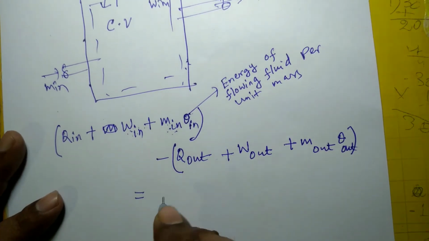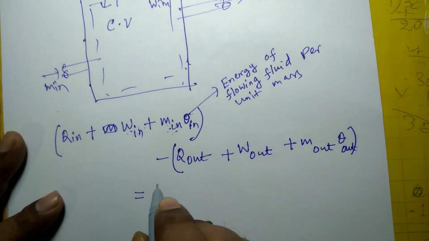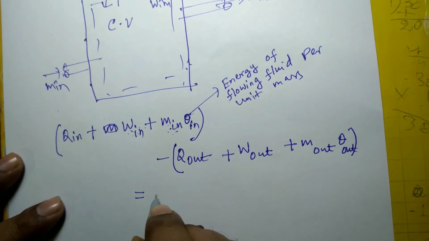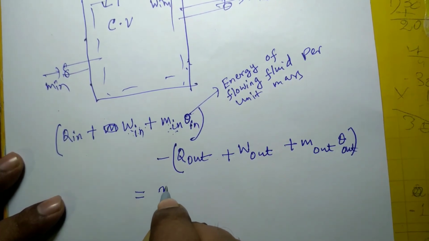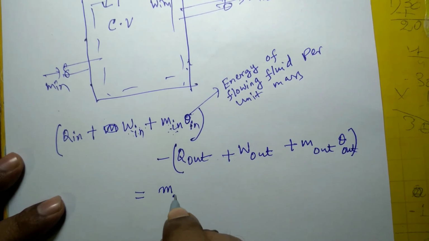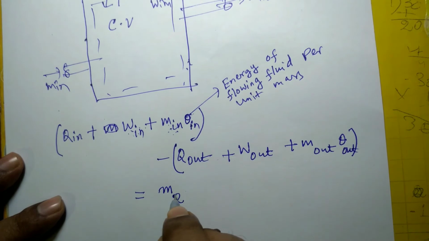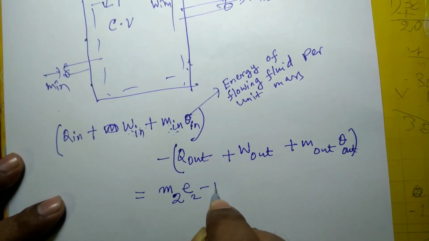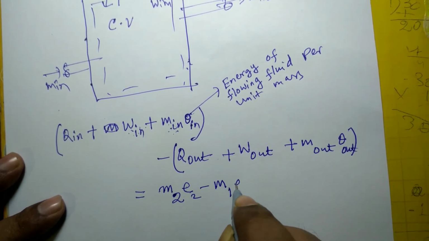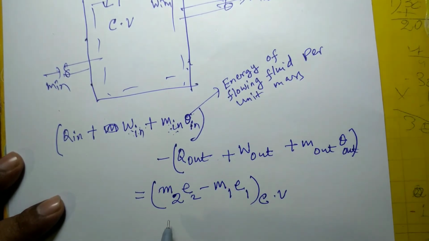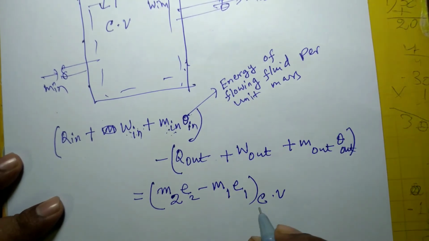So what is the energy content of the control volume? वो तो होता है ना, energy content of the control volume will be how much? M2 E2 minus M1 E1 of control volume. ये भाई कहाँ से आ गया? M2 E2 minus M1 E1.